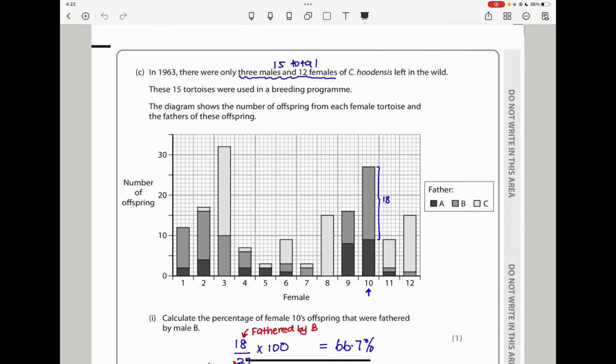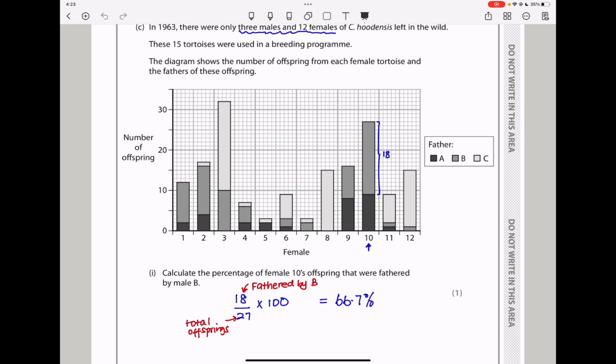Moving on. Part C says, in 1963, there were only 3 males and 12 females of C. hudensis left in the world. These 15 tortoises were used in a breeding program. The diagram shows the number of offsprings from each female tortoise and the fathers of these offsprings. Observing the graph, vertically we have the number of offsprings and horizontally we have the females. Here we have the fathers A, B, and C.